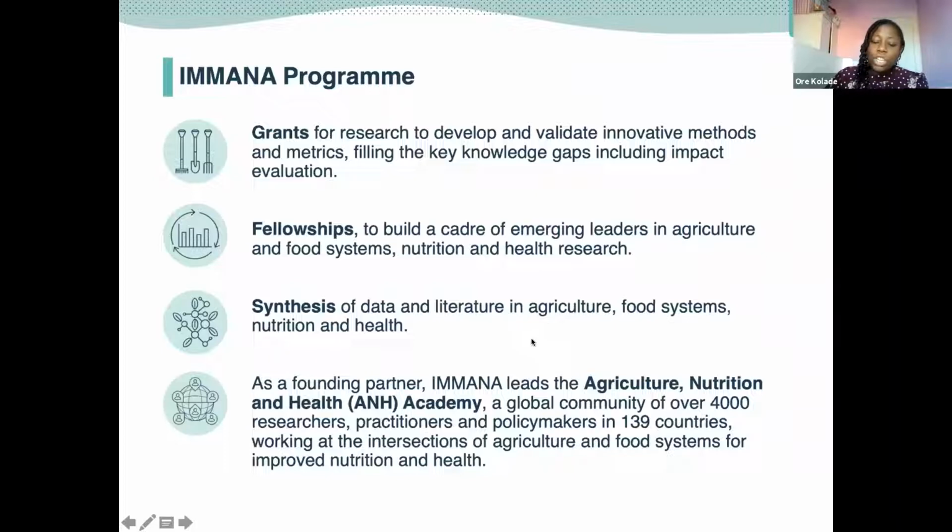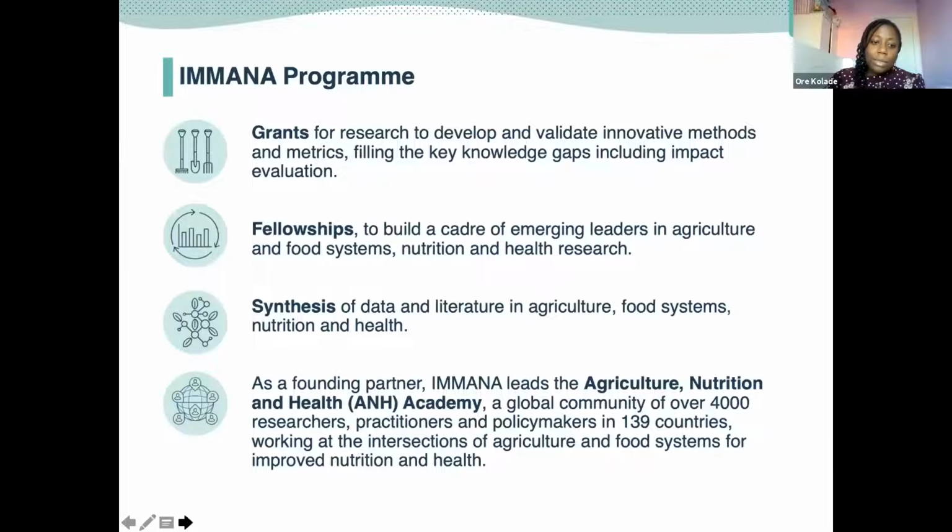To achieve our vision, IMMANA has set out an ambitious program of work, which includes the Competitive Research Grants Program for the development and validation of innovative methods and metrics. I will be talking more about that here today. We also have the Fellowships Program aimed at emerging leaders in agriculture and food systems, nutrition and health research. For those who might be interested, the call for applications for the fellowships is also open, so please visit our website for more details.